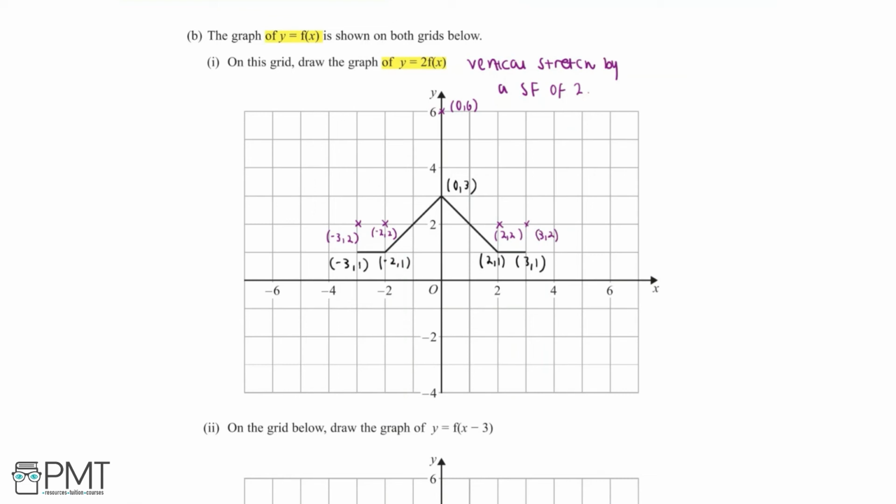And then we can join these points together. And so now that we've stretched our graph vertically by a scale factor of 2, we can label this correctly as y equals 2f of x.